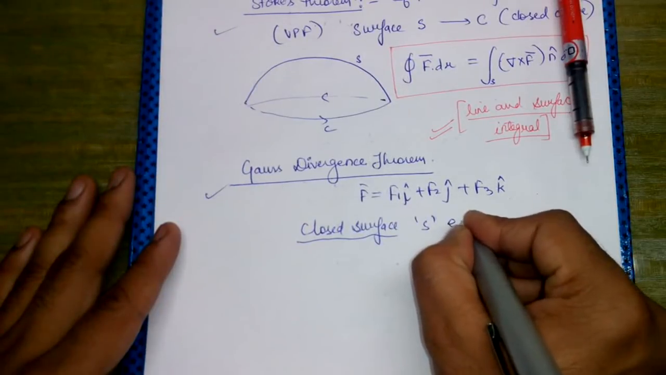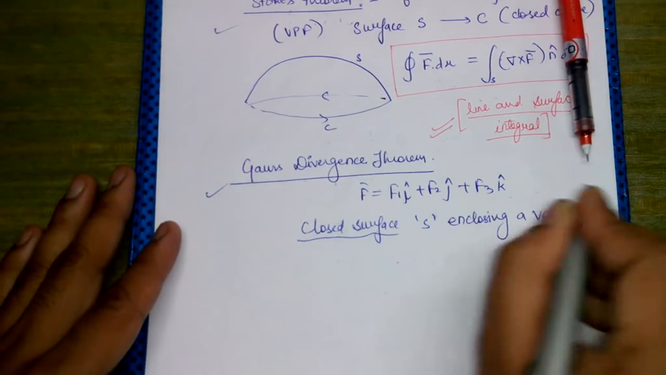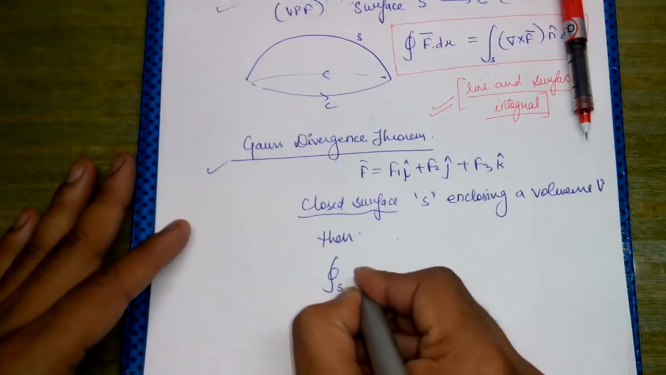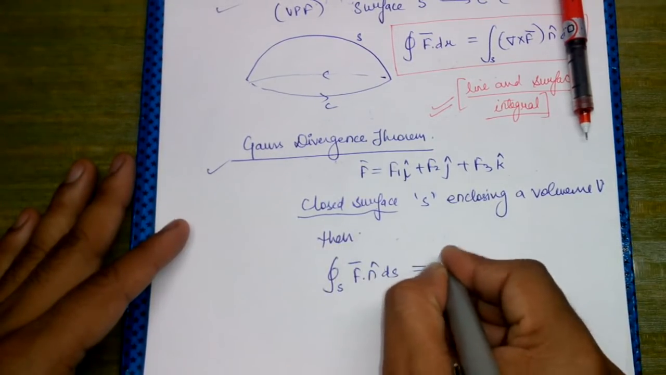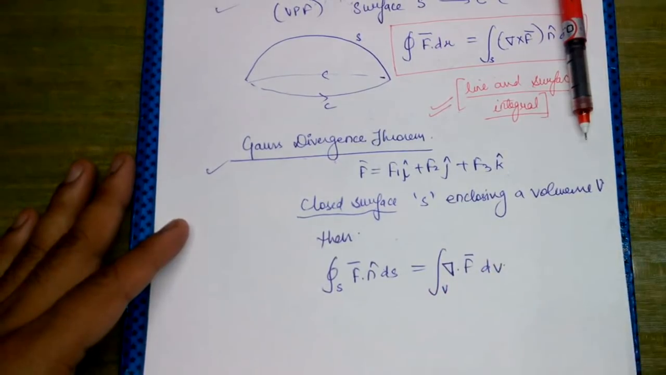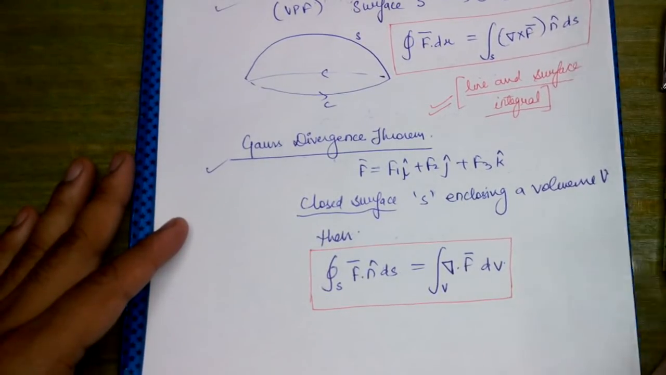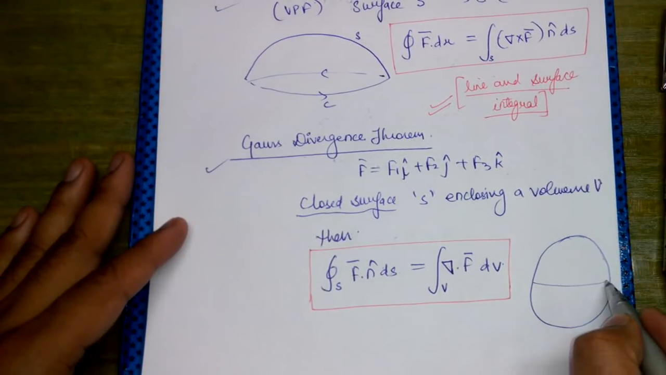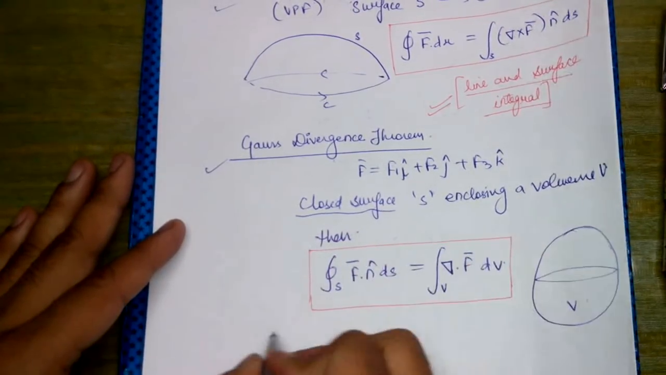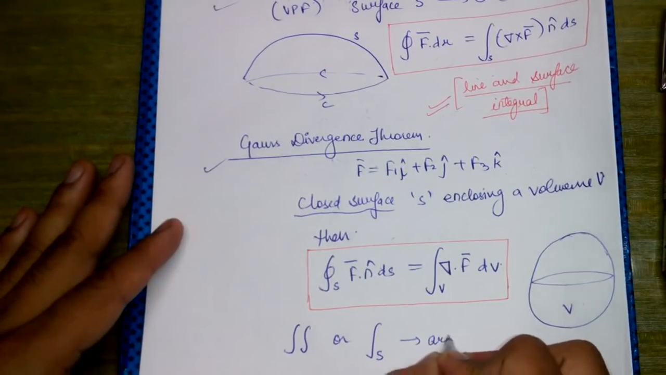And this closed surface is enclosing a volume V. Then we have the integral over S of F dot n cap ds, which equals the integral over the volume of nabla dot F dv. So this is the Gauss divergence theorem. If we have a closed surface enclosing a volume, then we use the Gauss divergence theorem. And the double integral is also represented as a single integral over the surface. So these both are the same.